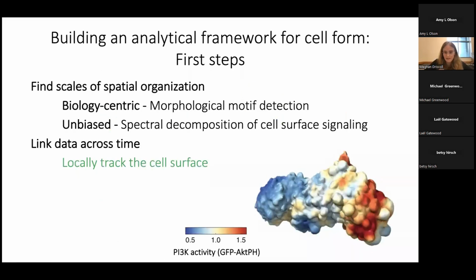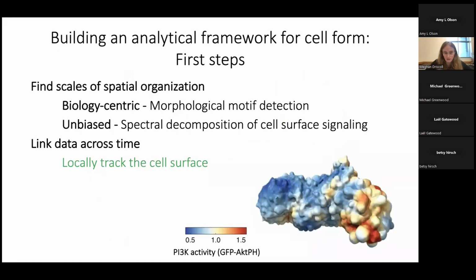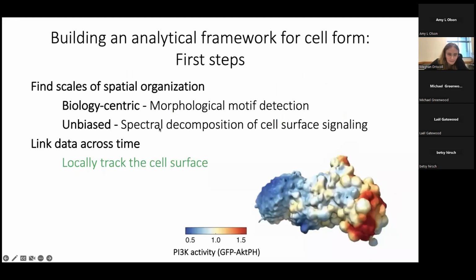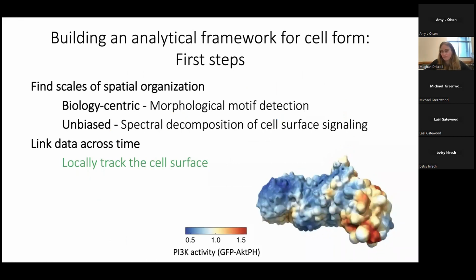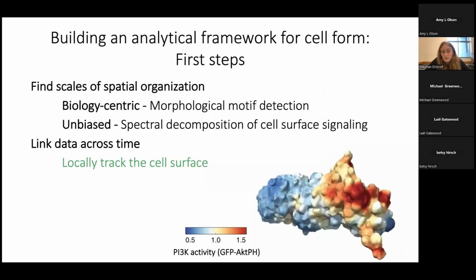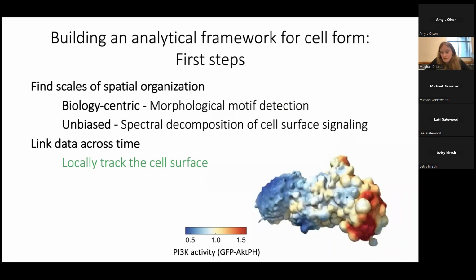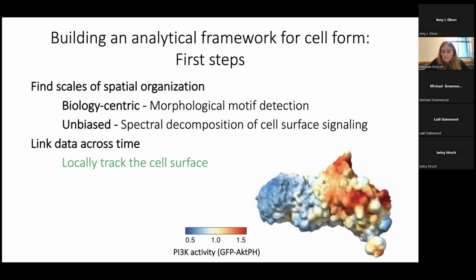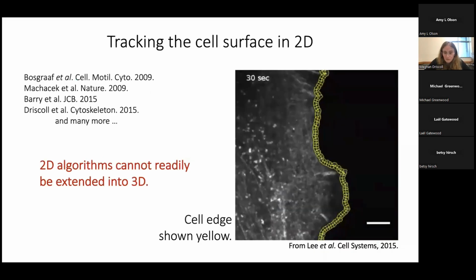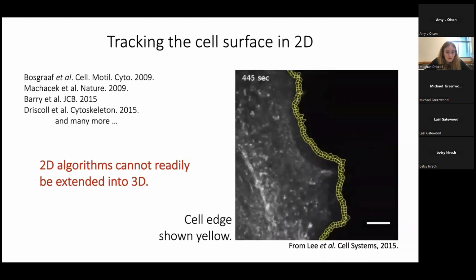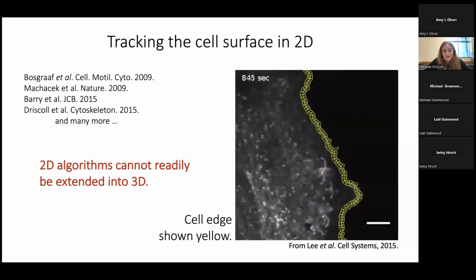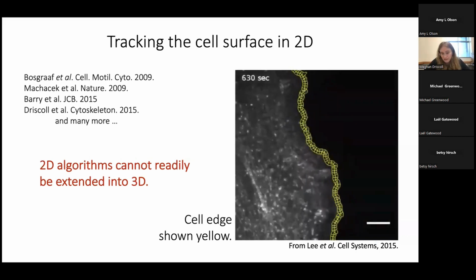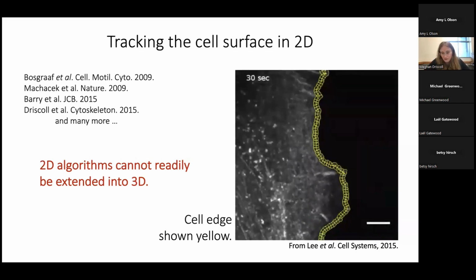And there's one more analytical step, and then we'll go back to our biology. Okay. So the two analytical methods I showed you so far don't involve time, yet we want to know how cell signaling couples to morphology over time, right? So we decided to do essentially the simplest thing we could do, and that's track the cell surface. This has actually been done quite a bit in 2D to understand how locally cell shape dynamics couple to signaling dynamics.